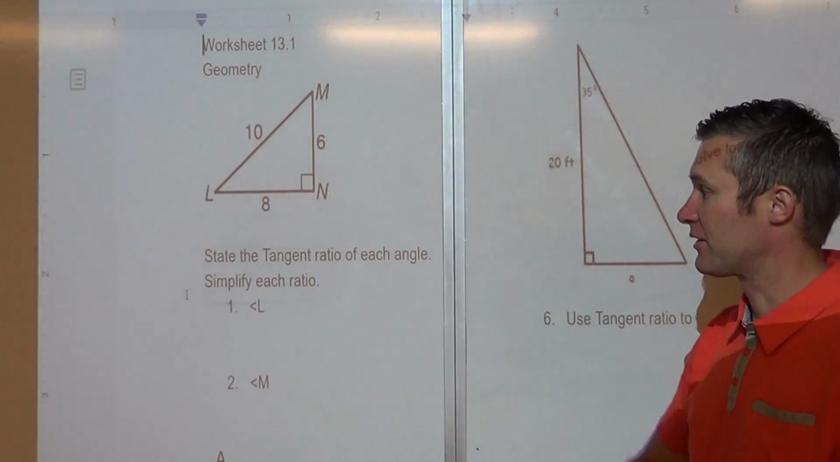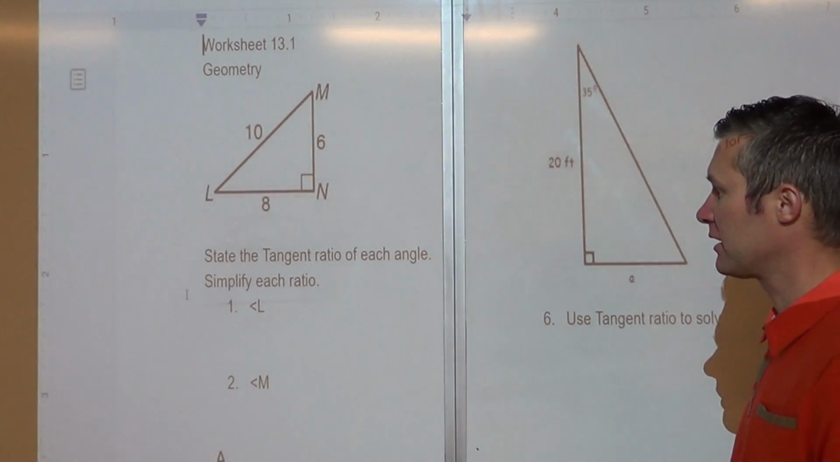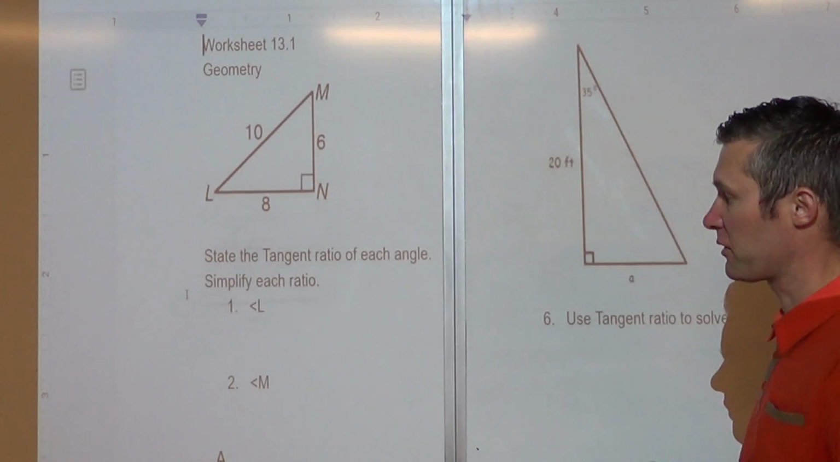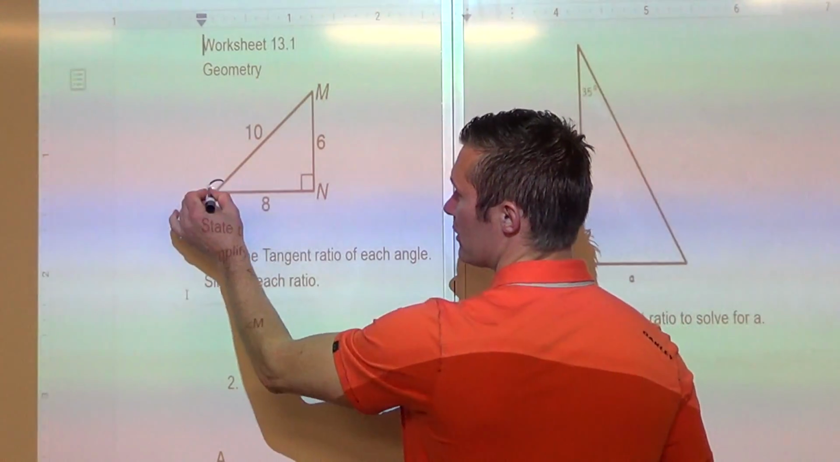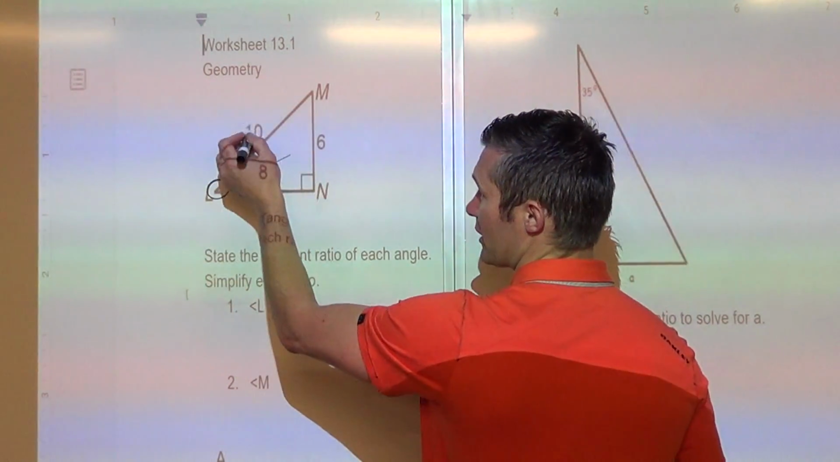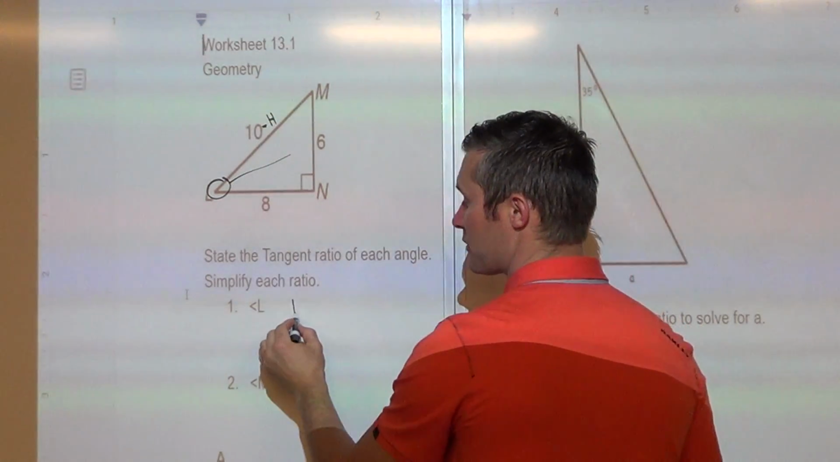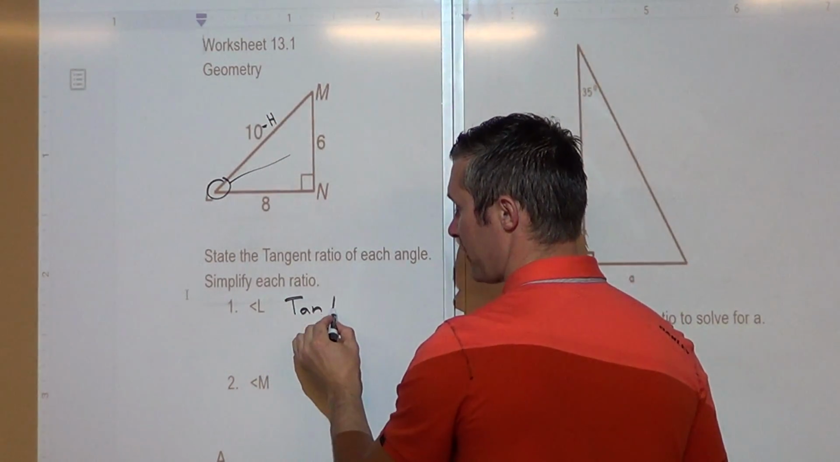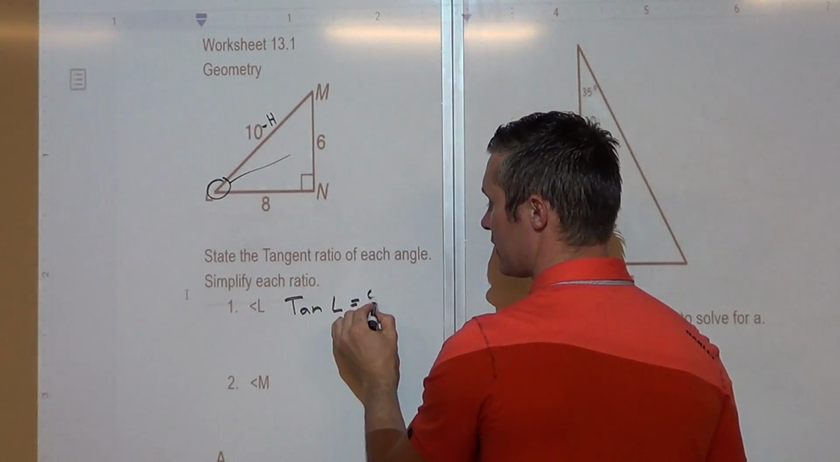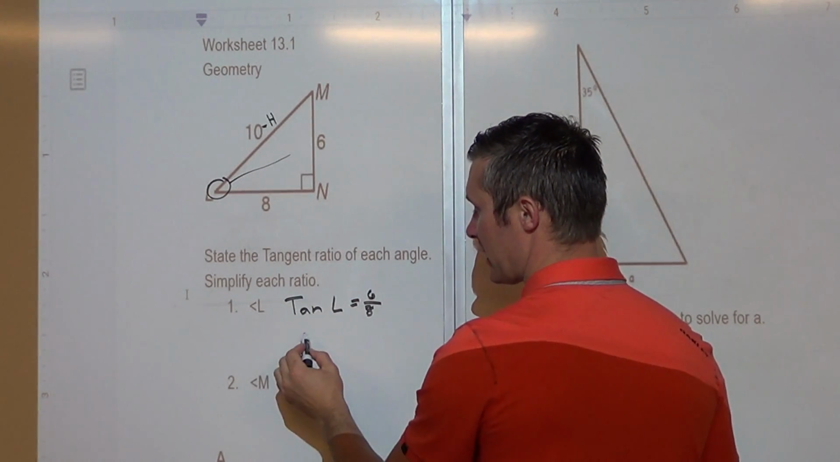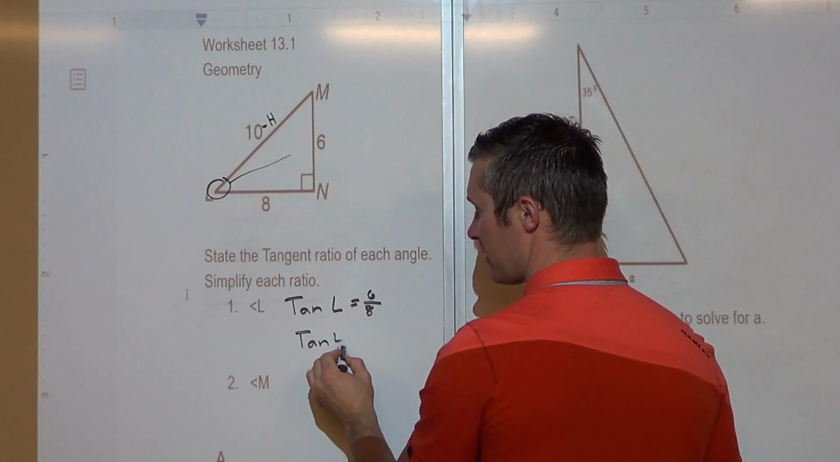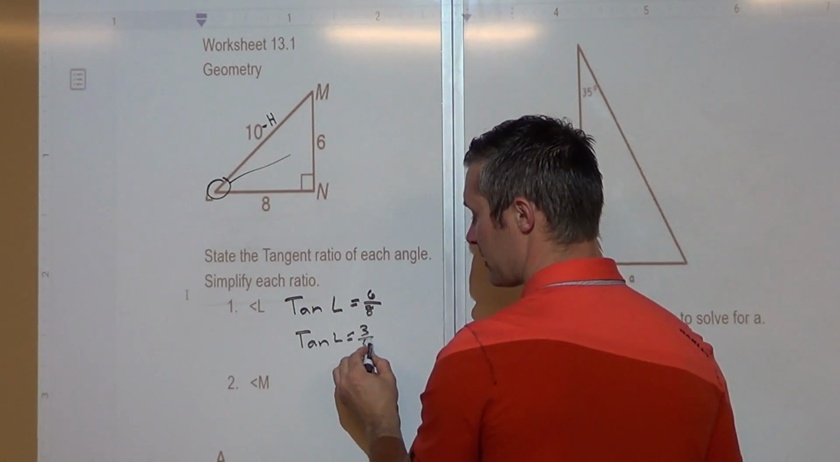State the tangent ratio. You're not solving it. You're not trying to find out what the measure of the angle is. So from L, the opposite side, so again, this would be my hypotenuse. That's my longest side. So the opposite side, so it's a tangent, and write it this way, of angle L is equal to 6 over 8. You can reduce that down to tangent of L equals 3/4.